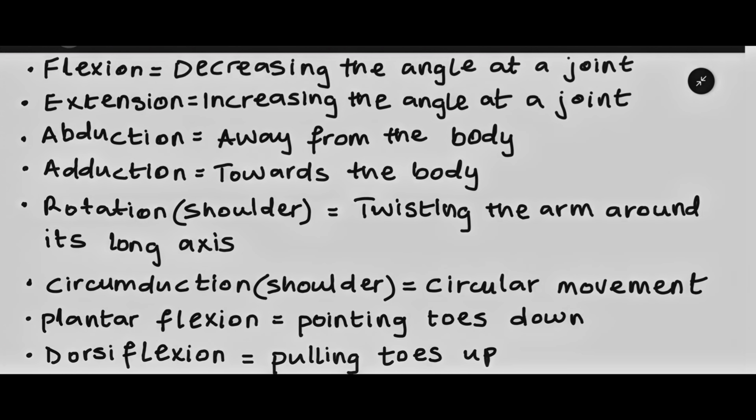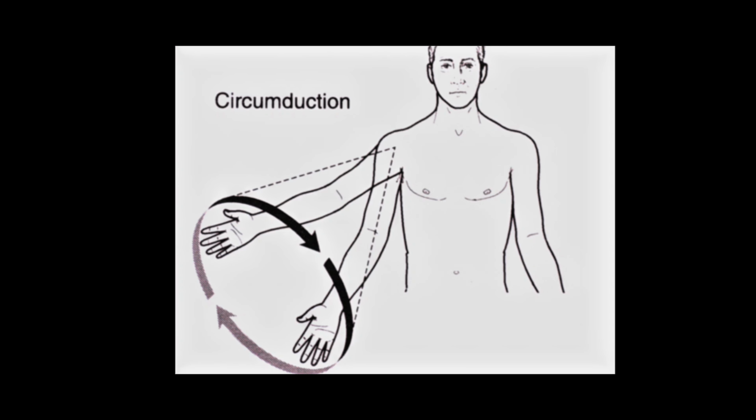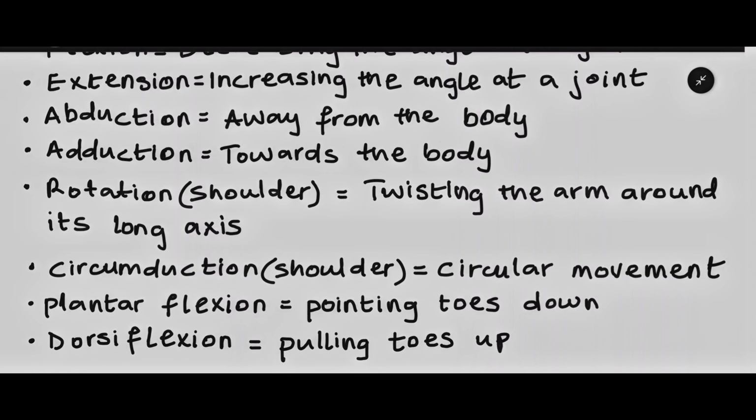Rotation, specifically at the shoulder, is twisting of the arm around the long axis of the shoulder. Circumduction at the shoulder is a circular movement of the shoulder. So when your arm is moving in a cone shape, and I'm going to show you a quick diagram. This is an example of what circumduction would look like. You can see the cone-like movement at the arm. And finally, we also have plantar flexion and dorsiflexion.